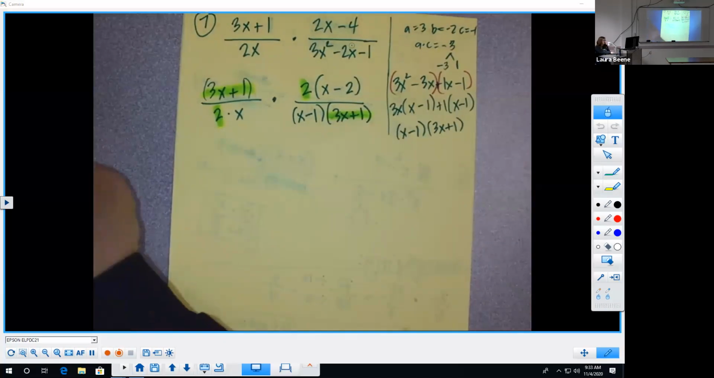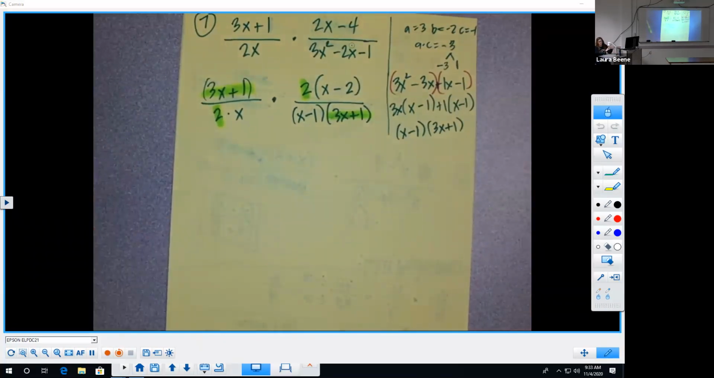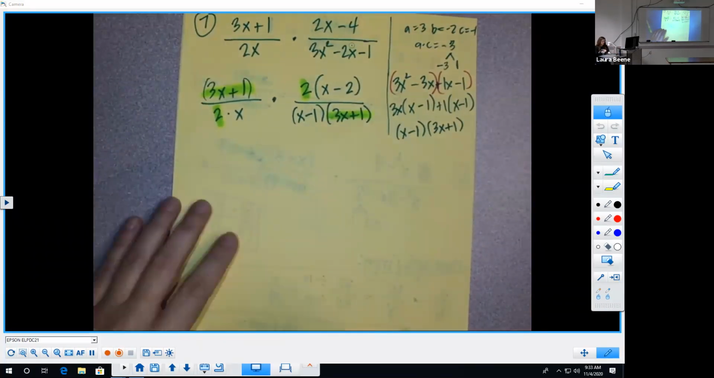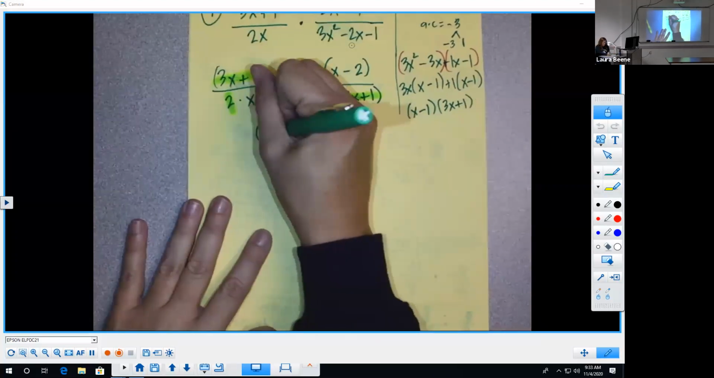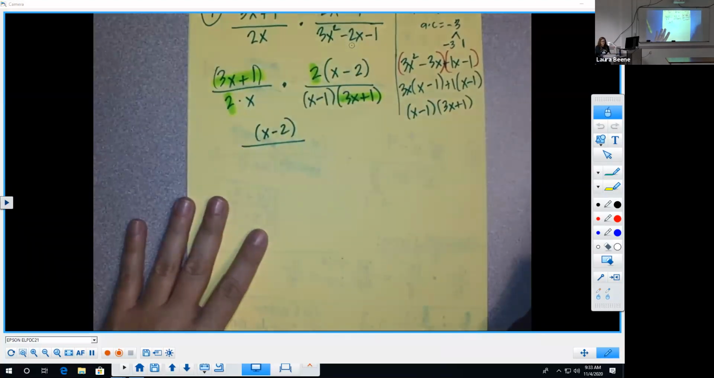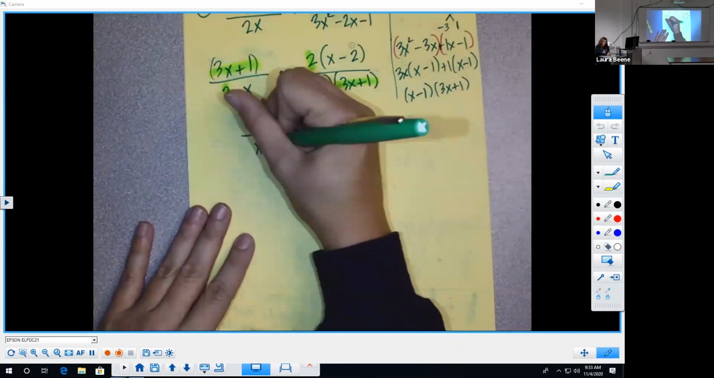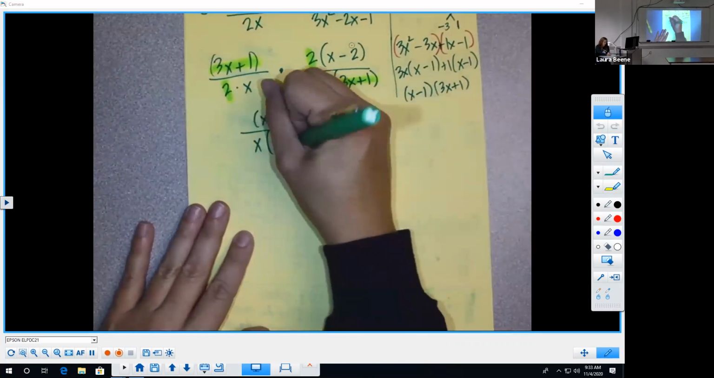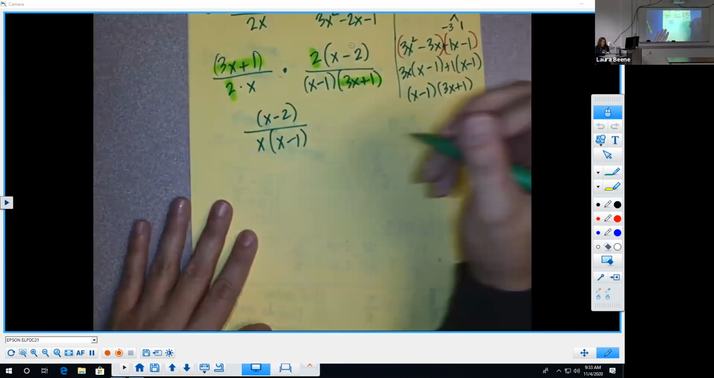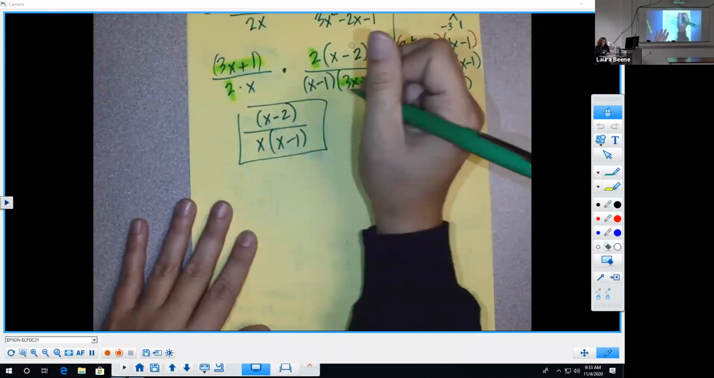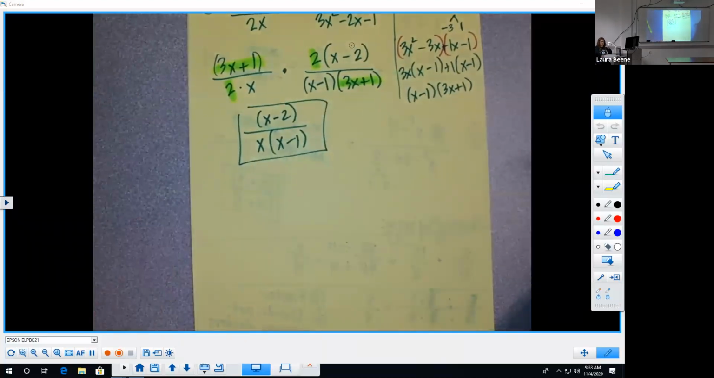Everything else is different. So my answer is you just put it all together. What's left on top? X minus 2. What's left on bottom? X and x minus 1. You could multiply it out. I would not spend the time doing it. I'd just leave it like that. That's your answer.